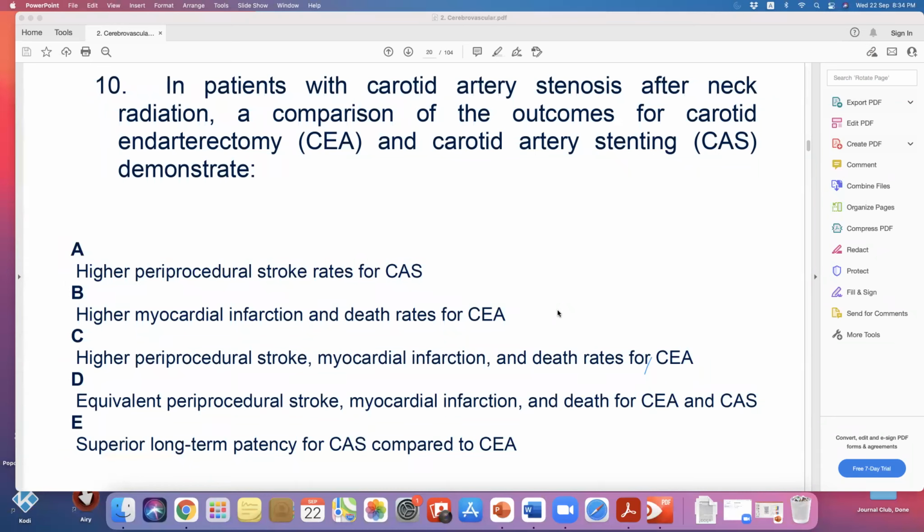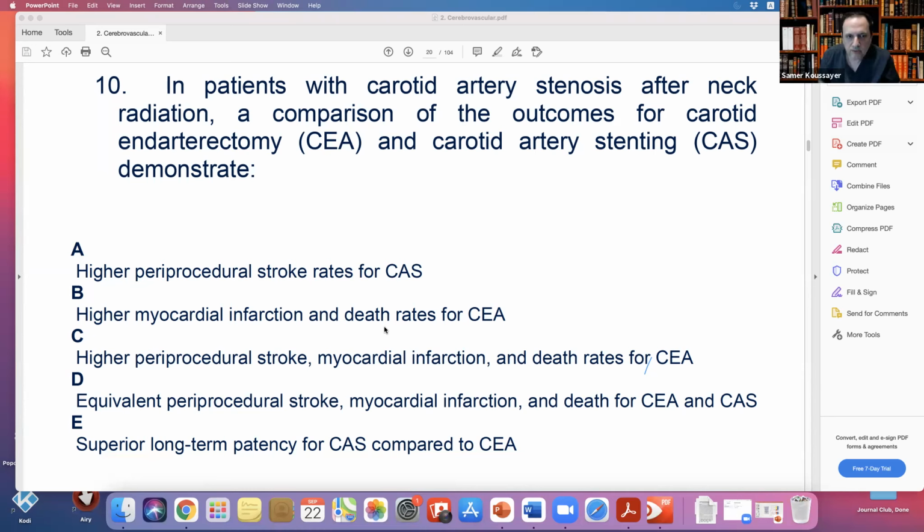In patients with carotid artery stenosis after neck radiation, a comparison of the outcome of carotid endarterectomy and carotid artery stenting demonstrate. Okay, first of all, after radiation, we will have unusual stenosis. We have difficult clamp for the surgery, high risk for nerve injury. So mostly stent, not surgery. So let's see the options. First, higher pre-procedure stroke rate for stent.